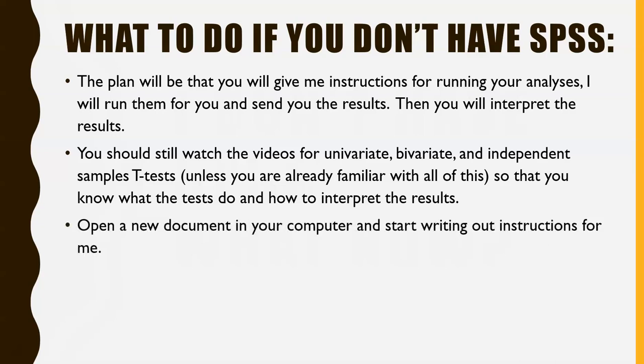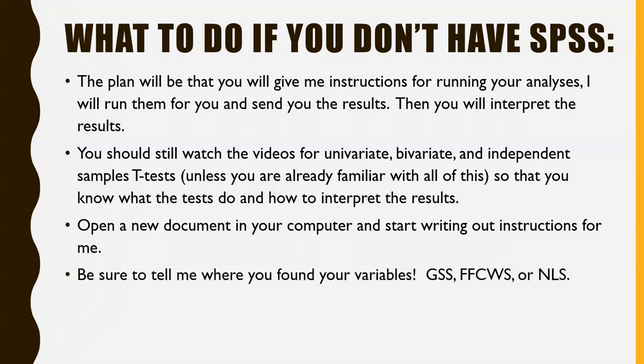So I would recommend for doing this: open a new document on your computer and start writing out the instructions for me. Be sure to start with your data set. Where did you find your variables? Again, go back to your list in assignment 3. Are you looking at the GSS, the Fragile Family Study, or the NLS?